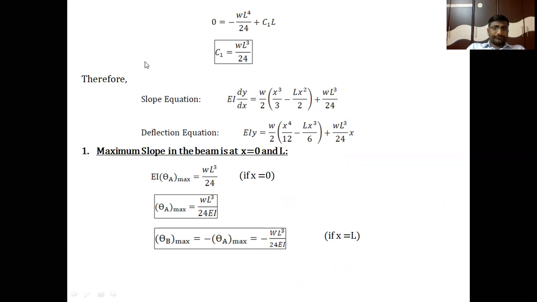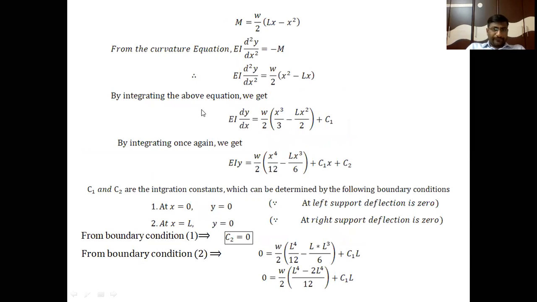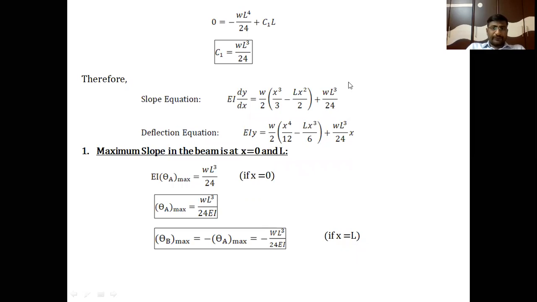Clear, students? So upon substitution of integration constant into our slope and deflection equation, then we can get the final slope and deflection equations. So slope equation is that EI dy by dx is equal to w by 2 into x cube by 3 minus lx square by 2 plus C1. In place of C1, if we substitute, C1 value is WL cube by 24. Okay, students? This is the final slope equation after eliminating the constant values C1, C2.